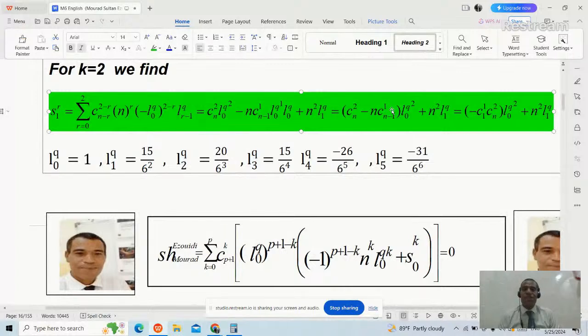This is a very important formula with which you can find the value of S1. Now, learners, I will use the coefficients.